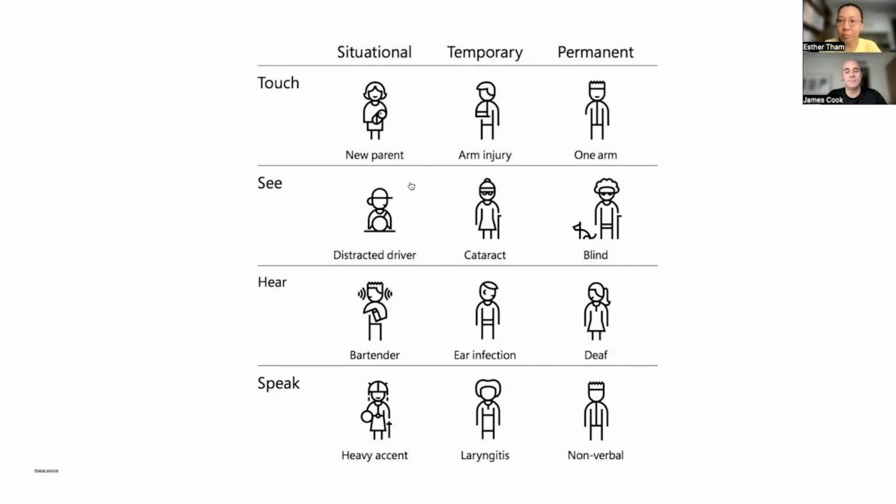Let's take another example, hearing. If you are in a noisy environment and can't hear your friends speaking over lunch, that's situational. If you have an ear infection, you may experience a temporary loss of hearing. And of course, there is deafness, or a permanent loss of hearing.